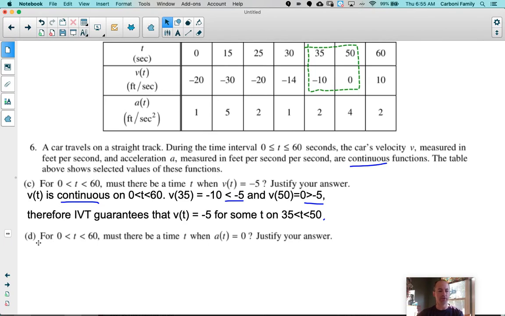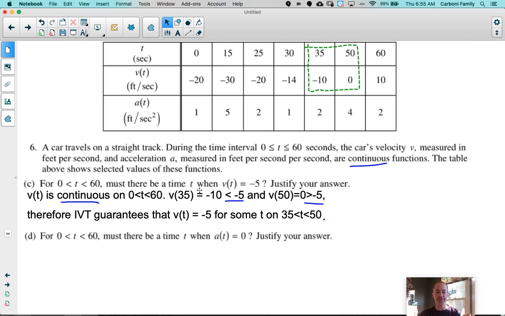Okay, so looking at part D, which is almost identical to part C, very, very similar question. Must there be a time when the acceleration is equal to 0, and justify your answer? So my first thought, because I have a row of acceleration values, is to try the intermediate value theorem just like I did in part C. However, looking across your acceleration values, you notice that every one of them is positive. There is no forcing me to hit 0 by using the intermediate value theorem.